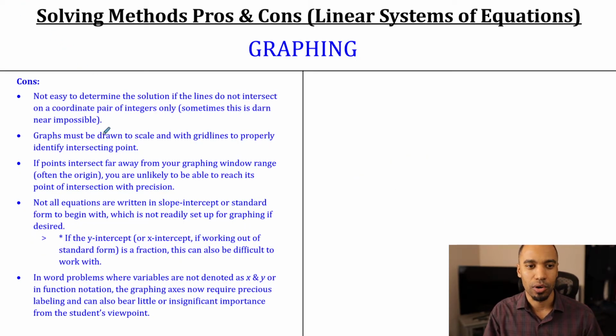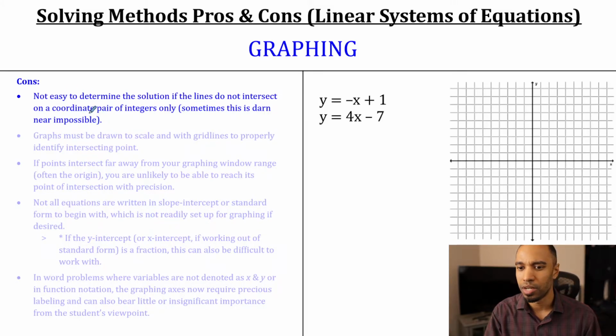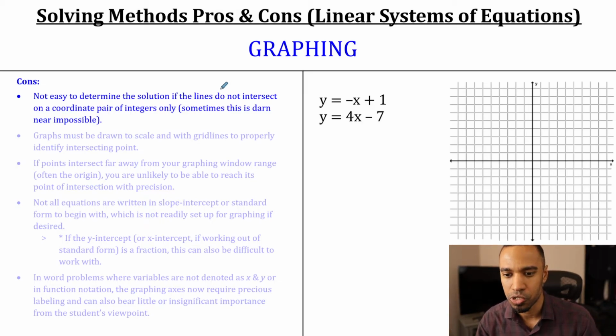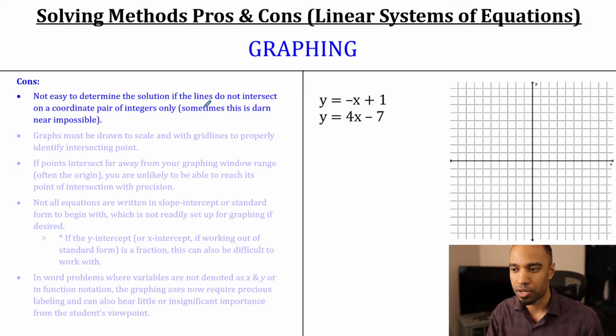All right, there are cons to graphing, and what the heck are these cons? Let's go ahead and take a look at some of these here. First one, not easy to determine the solution if the lines do not intersect on a coordinate pair of integers only. Sometimes this is darn near impossible. What I mean by that is this. The last few graphs that we've seen, they intersected at like (3, 1) and (1, 4) and things like that.